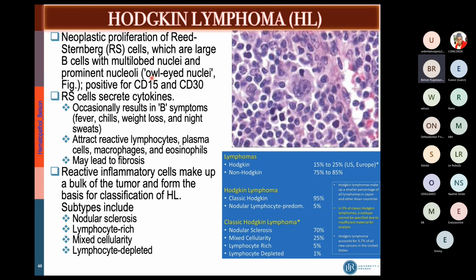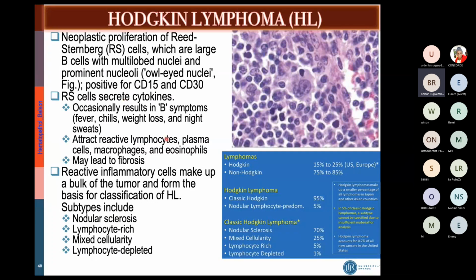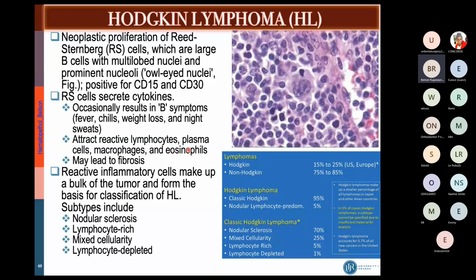So they secrete cytokines. So these patients usually have B symptoms: chills, fever, weight loss, night sweating. They attract reactive lymphocytes, plasma cells, macrophages, and eosinophils. Seeing eosinophils is important here. When they are present, and you see these Reed-Sternberg cells, it is very easy to confirm for us. This is a Hodgkin lymphoma.